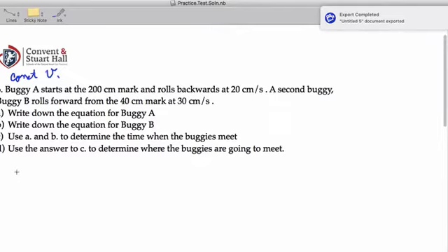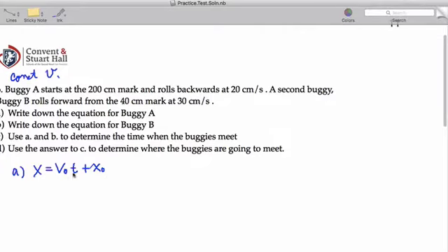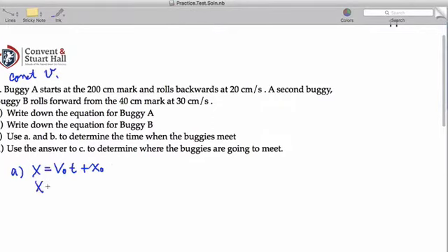The equation for buggy A, again, the general formula when we're moving at a constant velocity is x equals v naught t plus x naught, where this is a linear plot. This is the vertical axis, this is the horizontal variable, that's the slope, and that's the intercept, where the slope is the velocity and the intercept is the initial position. So we have x equals, for buggy A, it's moving backwards, negative 20 times t plus its initial position of 200. That's just the equation of its motion.